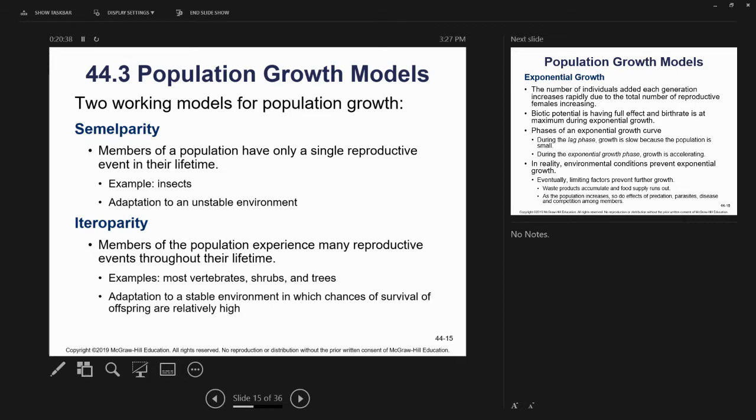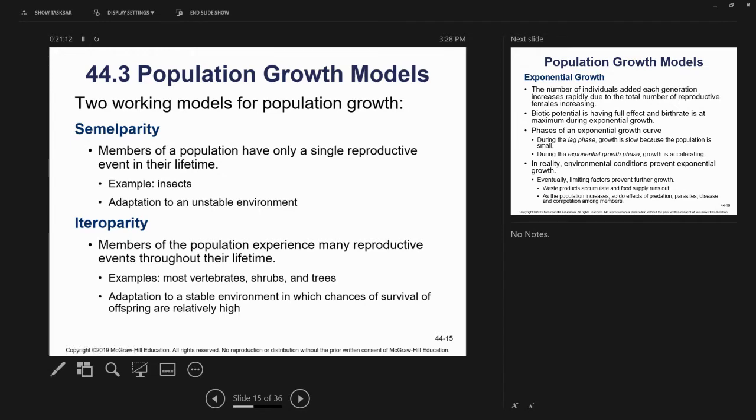They become dormant. Those cicadas are dormant. They're hiding in a dormant state until conditions are ripe for them to survive and reproduce very quickly. And they emerge, they reproduce, they die. And their offspring then use up lots of resources and then go into their own dormant phase until conditions are ripe for reproduction again. Iteroparity is when members of a population have many reproductive events throughout their lifetime.